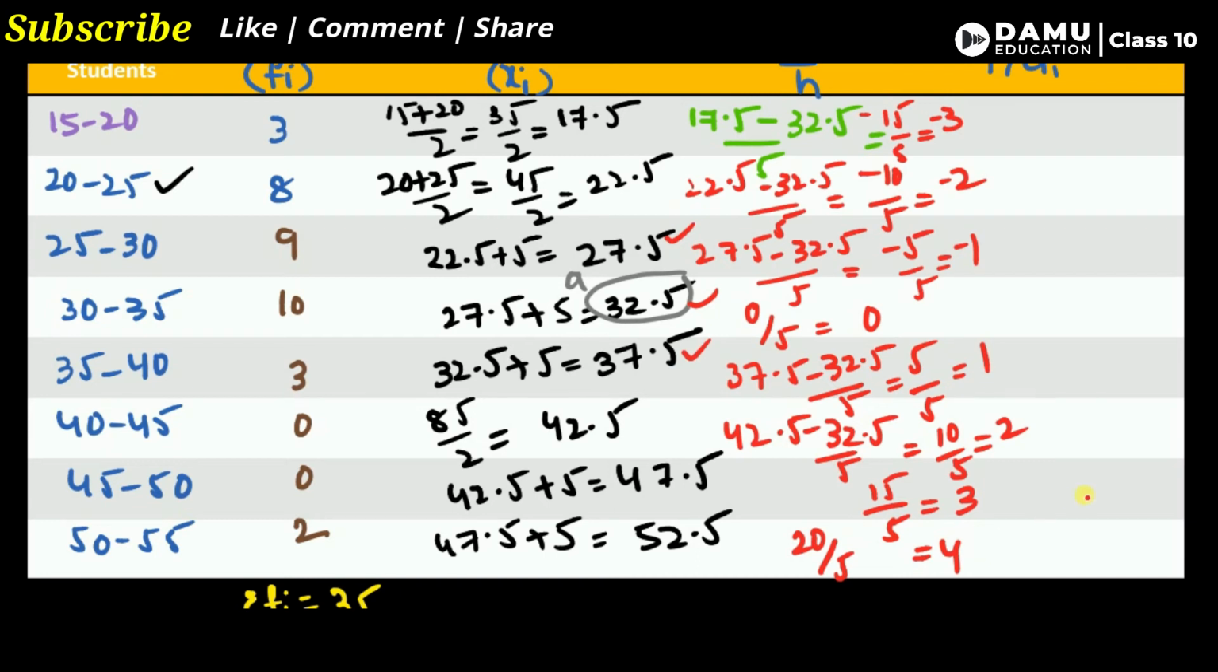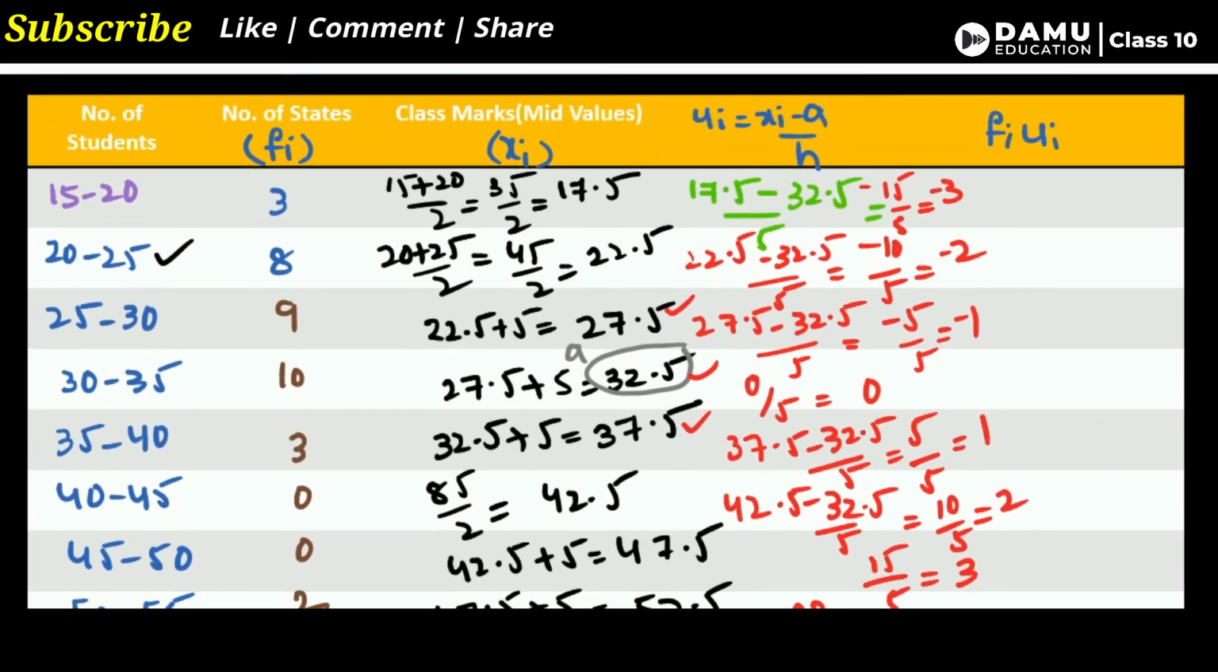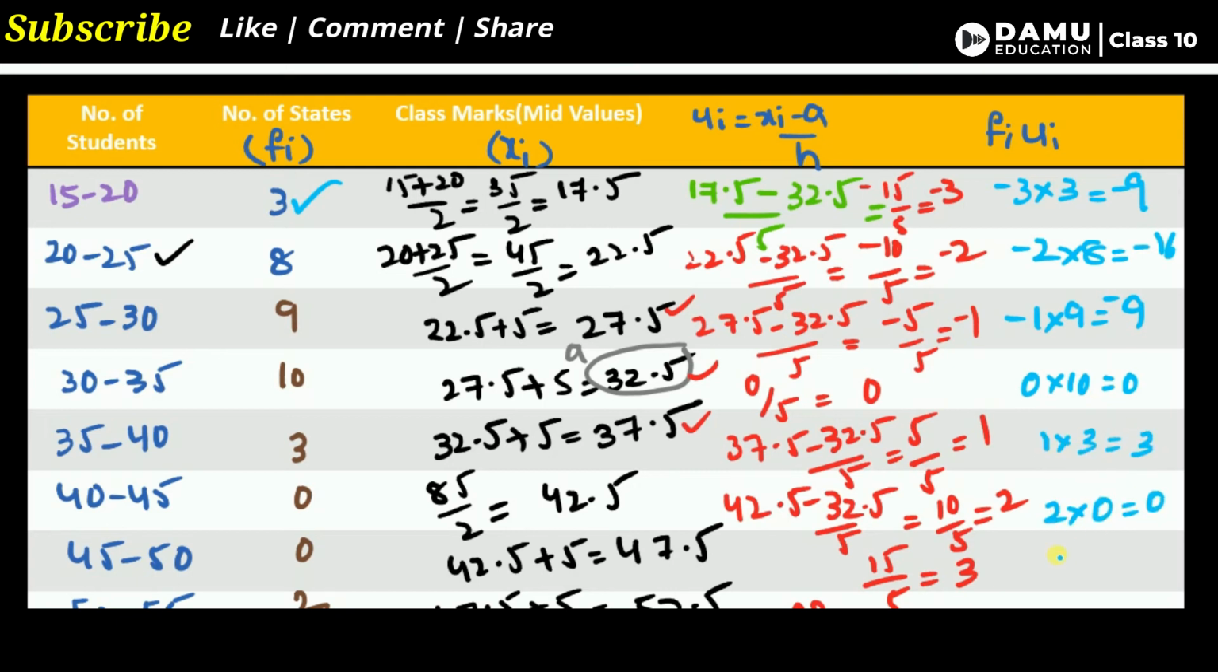Next, multiply all these values with this fi into ui. So let's multiply all these values, fi into ui. So fi is frequency, that is 3. Minus 3 into 3, what will be minus 9. So here minus 2 into 8, minus 16. Then minus 1 into 9, what answer? Minus 9. 0 into 10, we will get 0. 1 into 3, we will get 3. Then 2 into 0, 0.